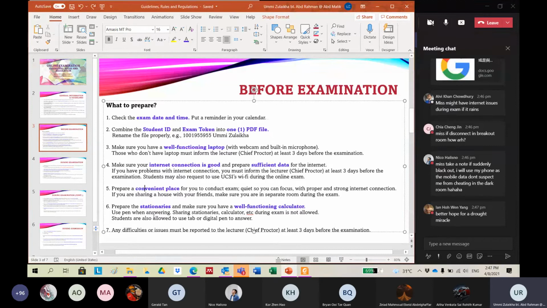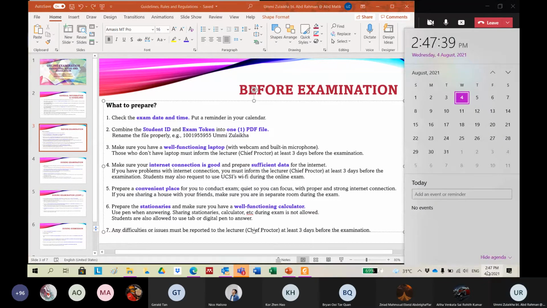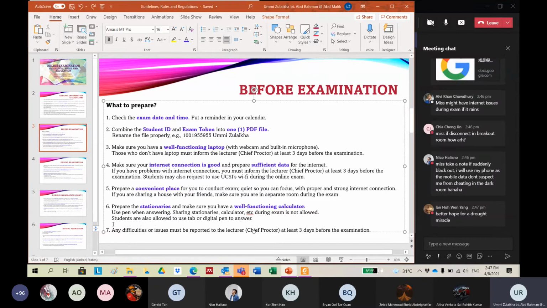You cannot say the calculator is not functioning so I have to borrow from my friend. No, cannot. That's why I already give you this. Before exam, you have to do this. We have around 2 more weeks before the exam, right? Yeah, 2 more weeks. Okay, students are also allowed to use tab.